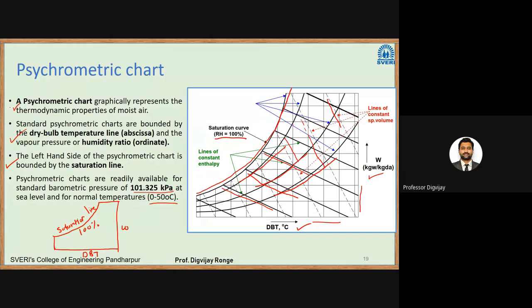But don't worry, in the next lecture I will show you how to draw this diagram step by step. Then I will show you the chart provided by ASHRAE or Carrier. Okay. So I think this is enough for today. I have given you some small glimpse of what a psychrometric chart looks like.